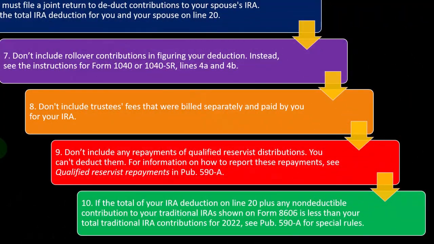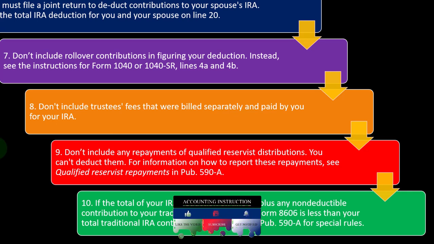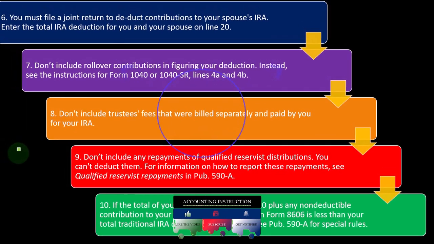Number 10, if the total of your IRA deduction on line 20 plus any non-deductible contributions to your traditional IRAs shown on form 8606 is less than your total traditional IRA contributions for 2022, see publication 590A for special rules. Tip: if you made any non-deductible contributions to a traditional individual retirement arrangement, an IRA, for 2022, you must report them on form 8606.